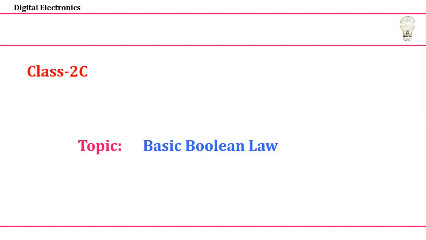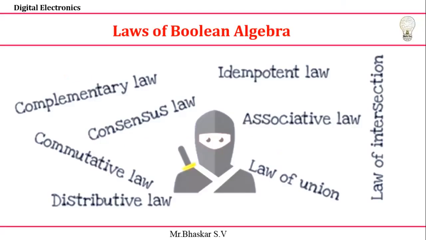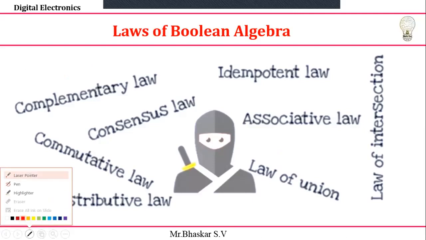In this video, we are looking at the basic Boolean laws. These laws help us reduce the number of Boolean expressions. Let's check it out. What are the different laws we are generally going to use? We have complementary laws, consensus laws, commutative law, distributive laws, and law of union. So, different laws we have: associative laws, law of intersection. Let's check them out one by one.